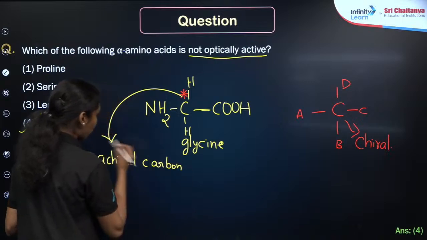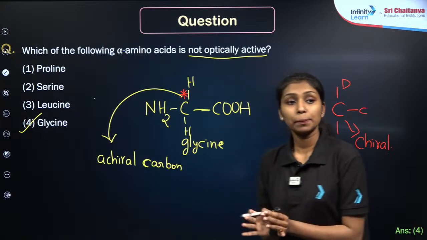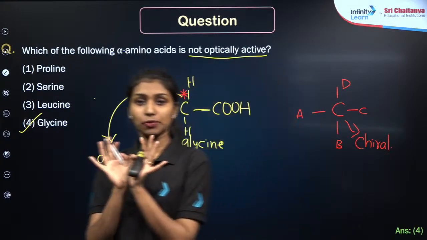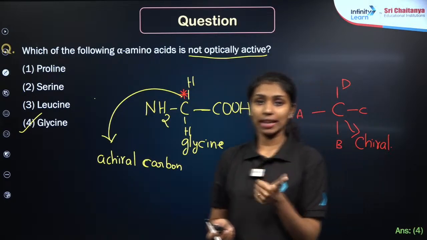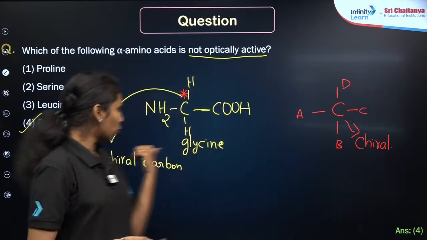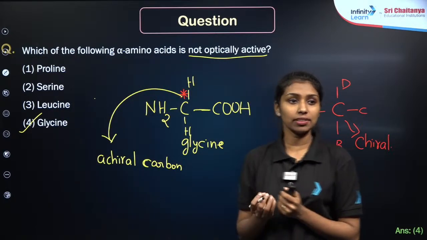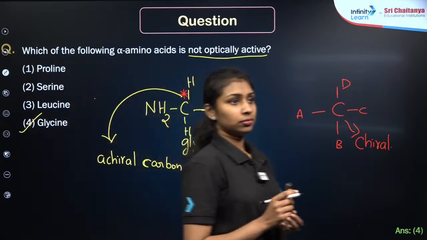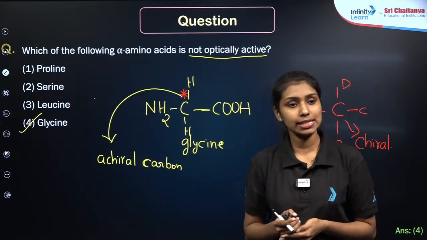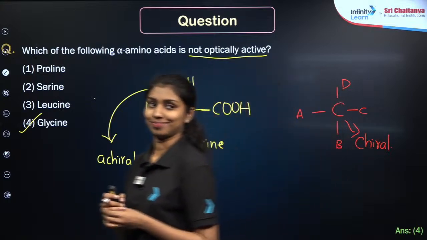So, based on the achiral property or chirality, we can say that it cannot form the non-superimposable mirror image, right? That is the definition for stereoisomerism. So, it will not form the non-superimposable mirror image because of the lack of a chiral carbon. So, I can say that this particular molecule, glycine, is optically inactive in nature. Clear? Is that clear? Okay, great.